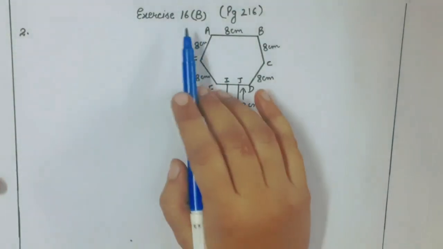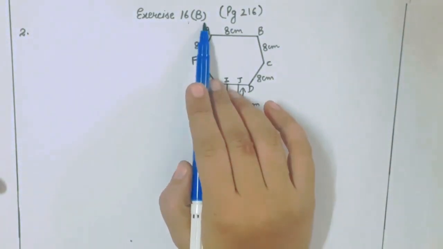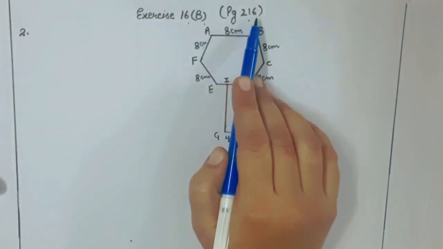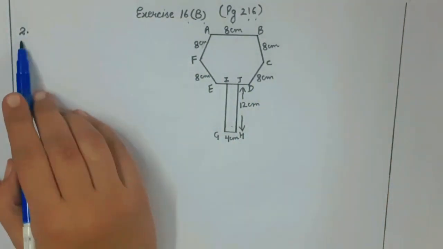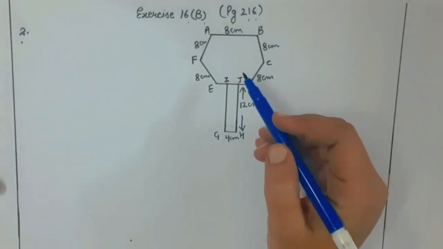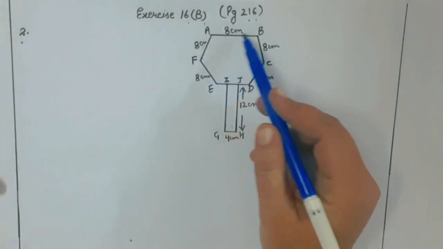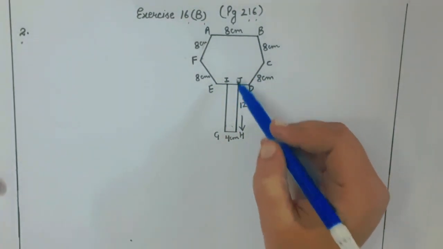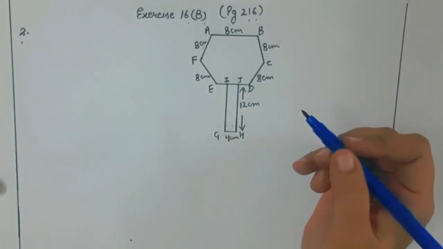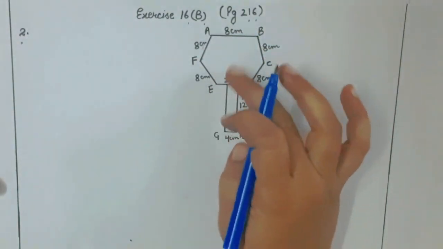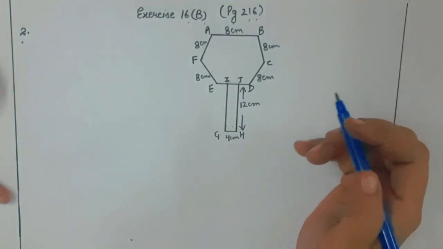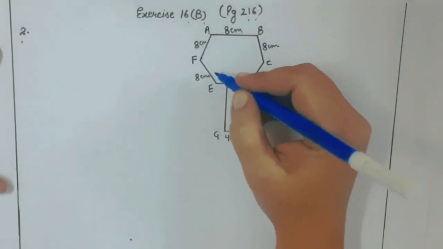Now students, we will discuss exercise 16b on page number 216. Second question, first you have to do it by yourself. In these questions, we have given 2 or more polygons. We have to find out the area of these polygons. Now how to find out the area of these polygons? Now look at the second question.